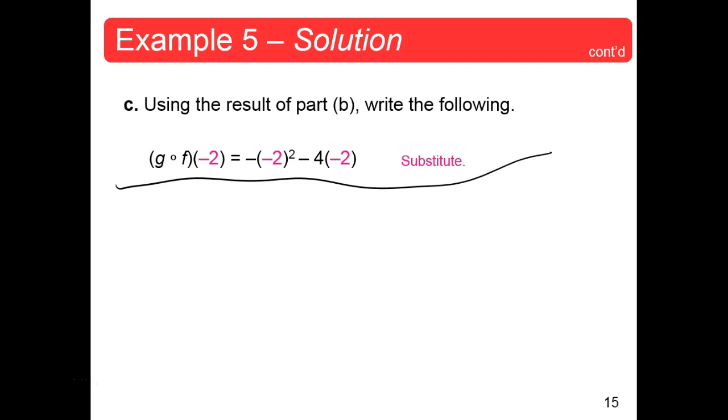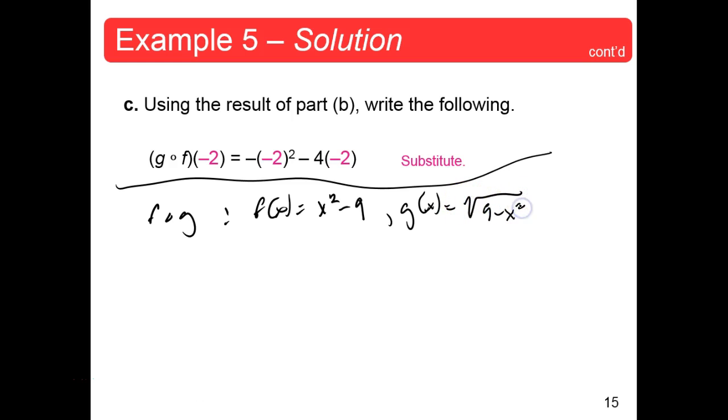This time we are messing with domain. Find the domain of f composed with g for these functions. f of x is equal to x squared minus 9, and g of x is equal to the square root of 9 minus x squared. It didn't say do anything else, it said find the domain. But we do need to do the composition because that's what it's asking for.